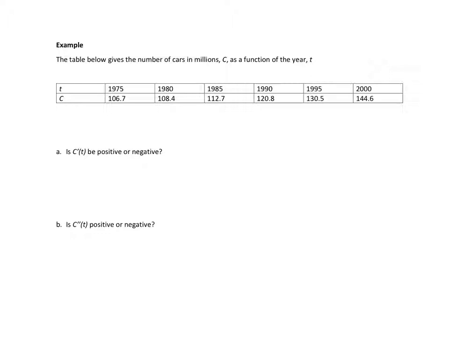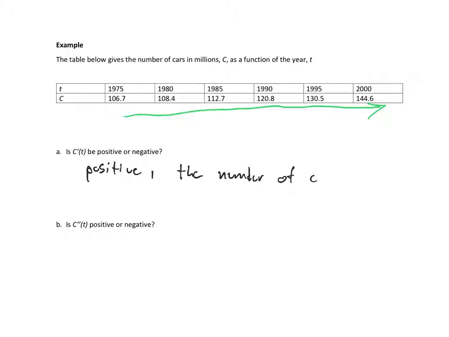So if I consider this table, as time is increasing, what's happening to the number of cars? It's increasing also. So I would say the first derivative is positive. And the reason that's positive is the number of cars is increasing. Okay, so I'm going to pause this for a second just to take this line away.